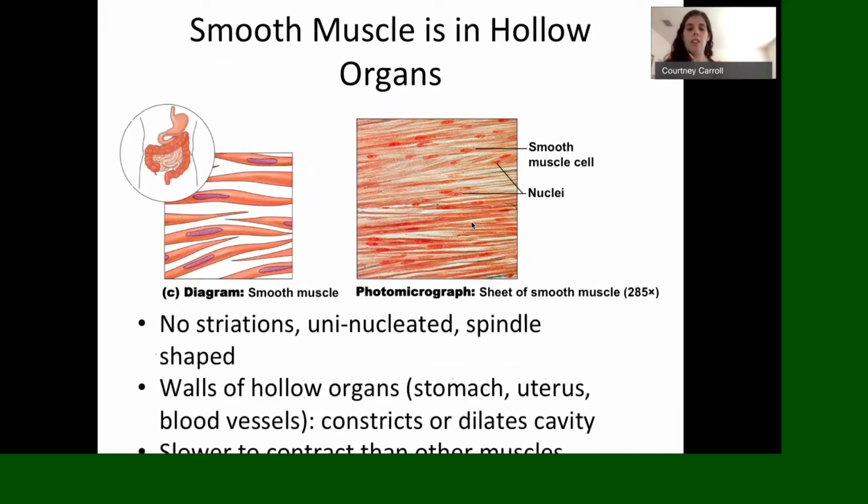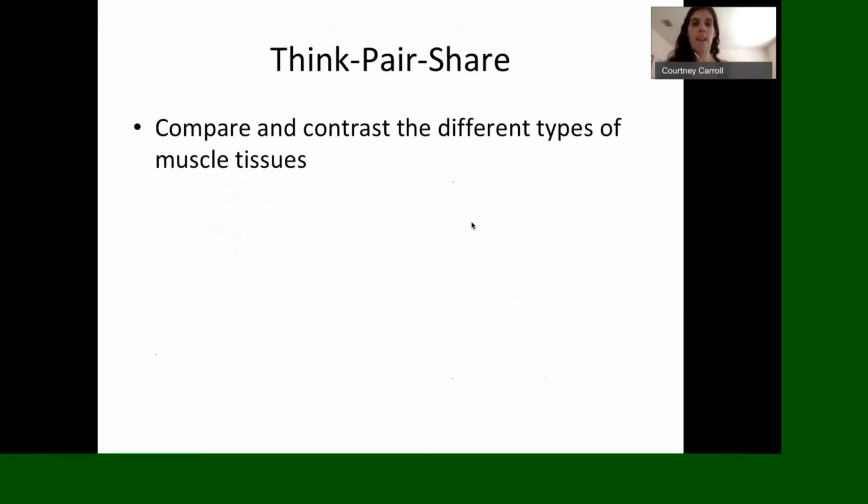And the contractions can either constrict or dilate, which means to expand. So smaller or bigger, the cavity that it lines. So we can change the shape of that hollow organ. And these are our slowest to contract. So you want to think about how you can compare and contrast these different types of muscle tissue.